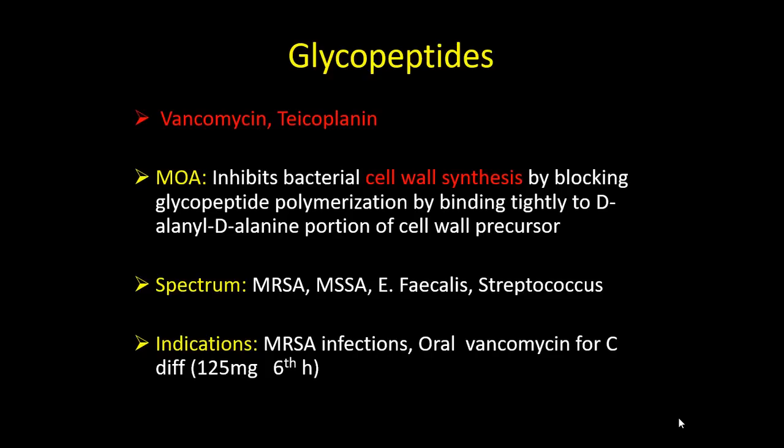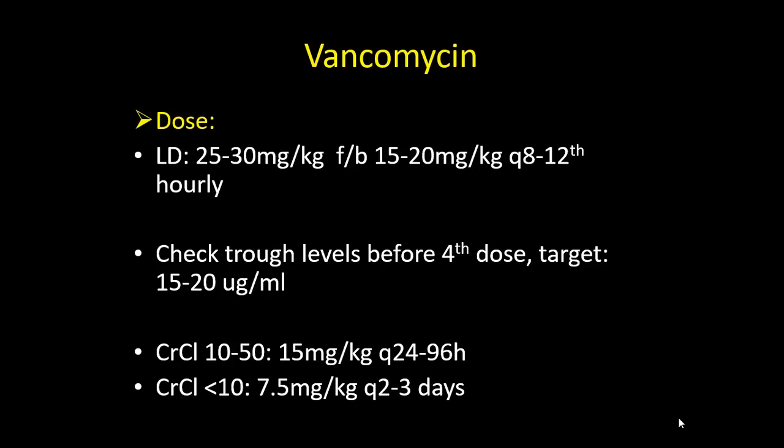Glycopeptides, we popularly know vancomycin and teicoplanin. Extensive activity against gram-positive coverage because of their ability to inhibit cell wall synthesis. Spectrum includes both MRSA and MSSA, Enterococcus faecalis, and Streptococcus. Indications, as you know, most of the MRSAs are covered under vancomycin and teicoplanin also. Oral vancomycin, especially for C. difficile infection, as it is very less absorbable through the gastrointestinal tract.